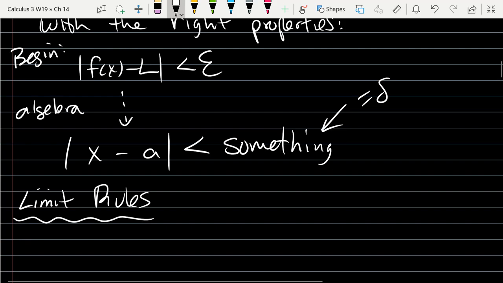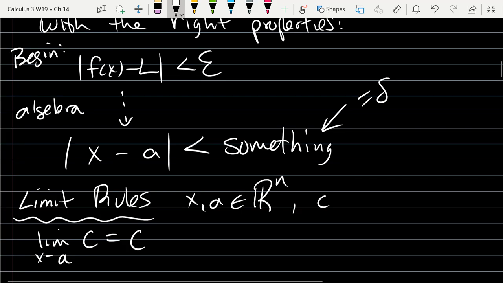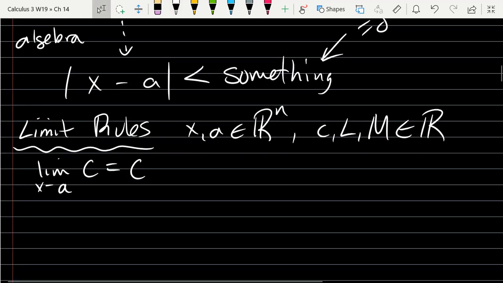So look at some limit rules. What is the limit of a constant? Constant. So that one's easy. So we're taking x and a to be in Rn. L and M are going to be real numbers here. So our inputs, a and x, are going to be n-dimensional points, and I'm going to use the letters L and M and C for numbers. So there's our constant limit.